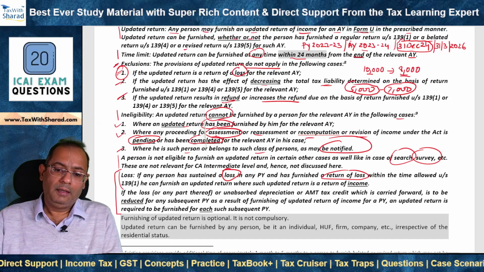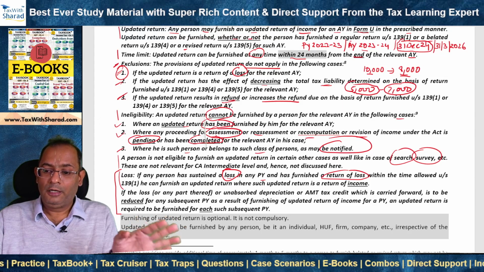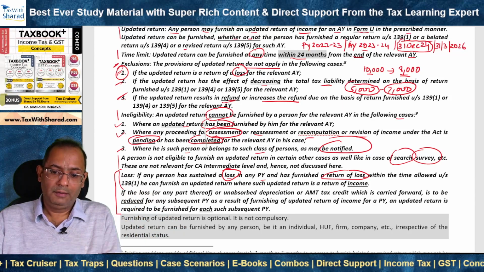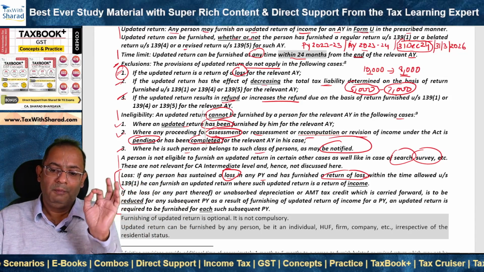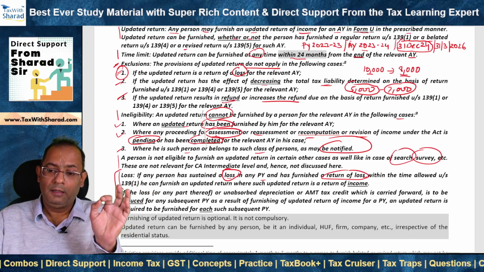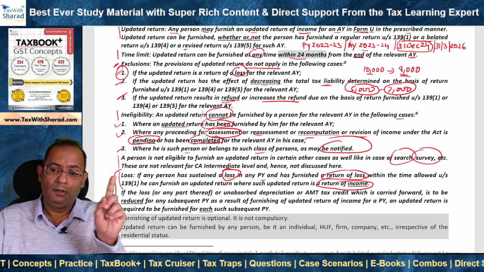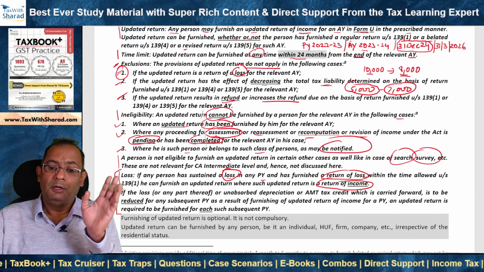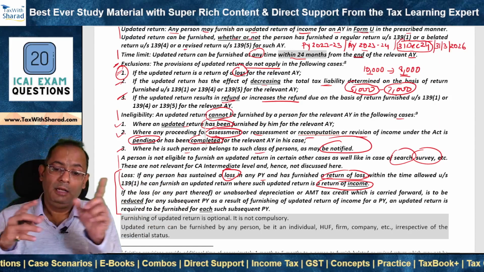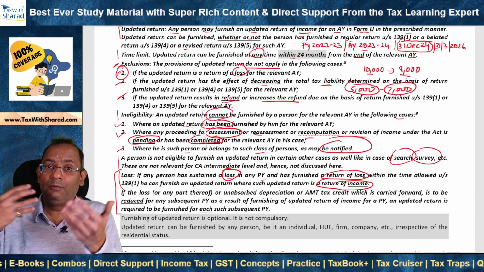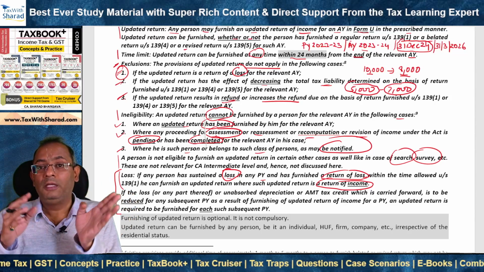Okay, so what we are saying here is, if any person has sustained a loss in any previous year and he has furnished a return of loss within the time allowed under 139(1), then he can furnish an updated return under 139(8)(a). But what is the condition? An updated return can be furnished where such updated return is a return of income, not a return of loss. As we have earlier discussed, a return of loss cannot be furnished under 139(8)(a). But what happens if the return of loss was furnished earlier within the time allowed under 139(1), and then the taxpayer wants to update the particulars? He can furnish an updated return, but that updated return needs to be a return of income, not a return of loss.